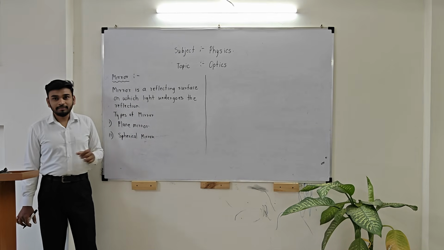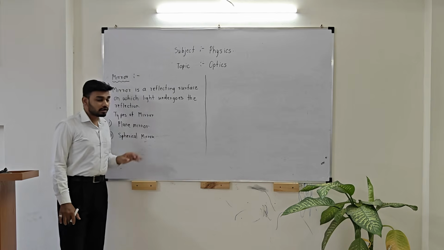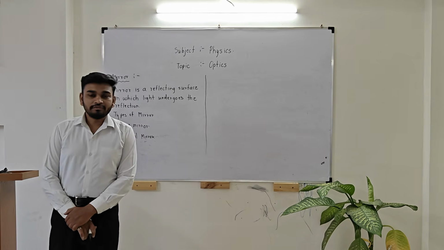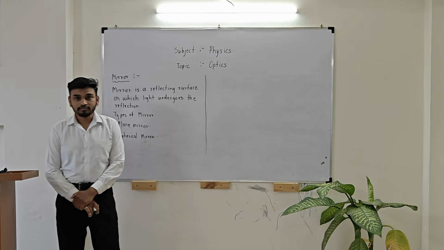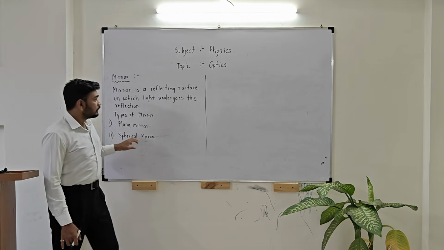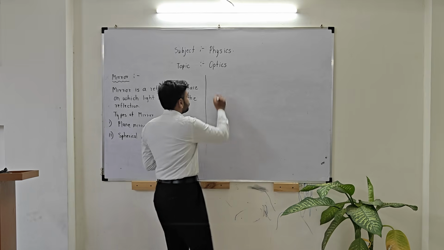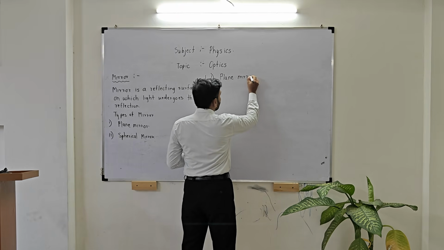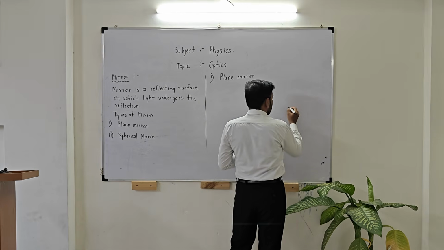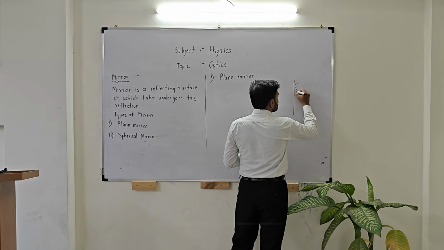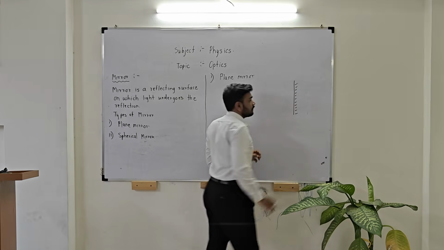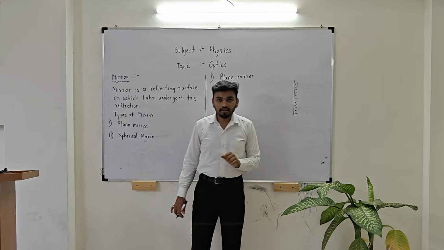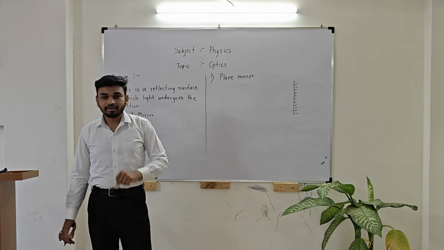Let us start with the plane mirror. The plane mirror is the reflecting surface that we use in our day-to-day life in the morning. If I have to draw the plane mirror, I will draw it this way. So this is the plane mirror, in which one side is reflecting and the other side is coated with a silver material.